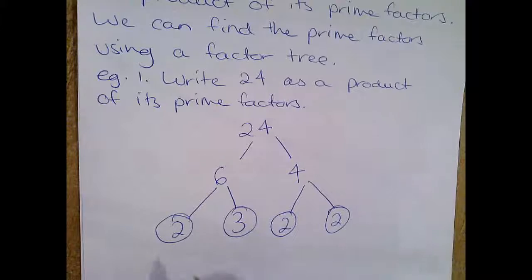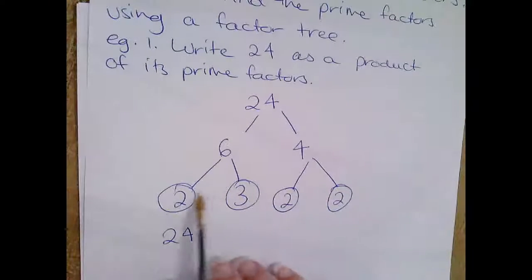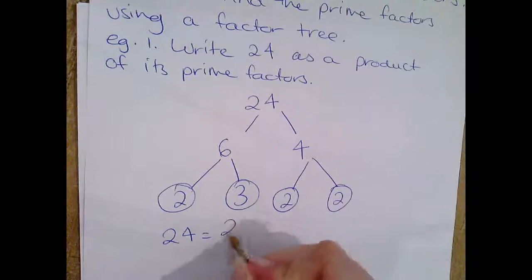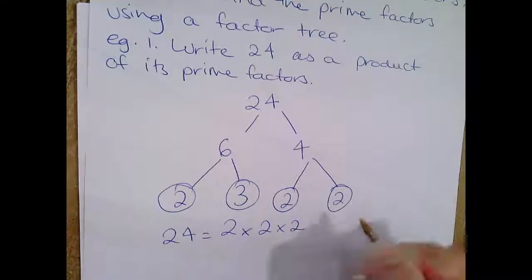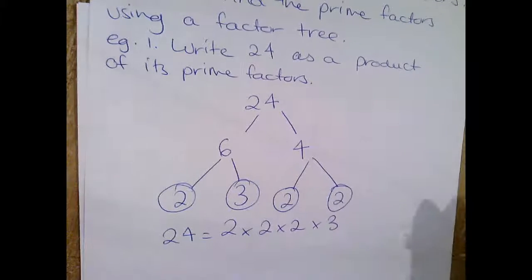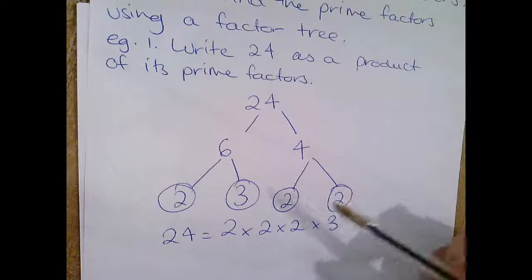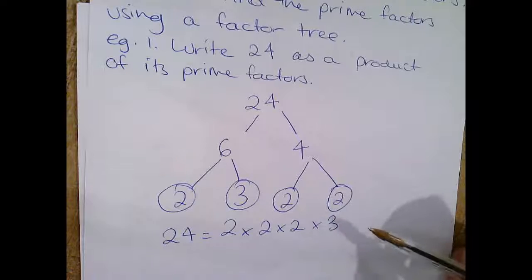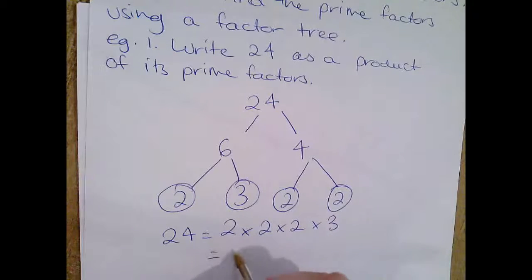What that means is that we can write the number 24 as 2 times 3 times 2 times 2. I might put all the 2's together, so 2 times 2 times 2 times 3. Now we can also write that using index notation. So I could have written that as 2 cubed, because we've got 2 times 2 times 2, and then we've got 3 on the end.